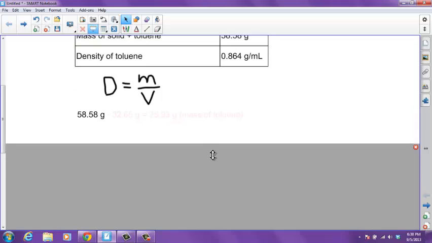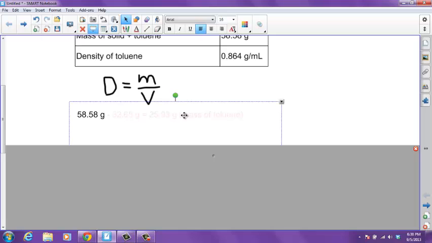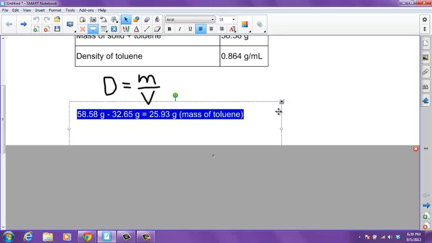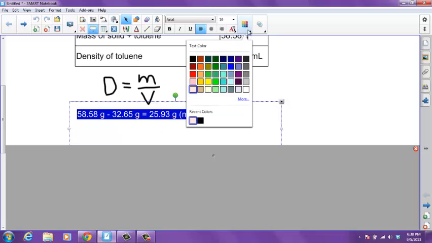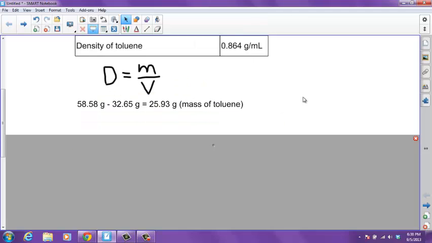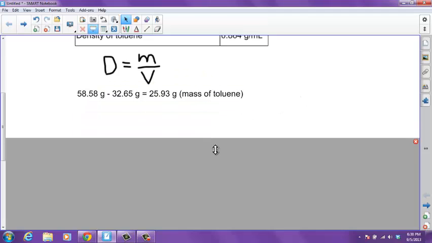So here is that combined volume. I have some text hiding here. Now if we subtract just that unknown solid's mass, we get this 25.93 grams. That's the mass of all of them. We'll keep that there. Okay.